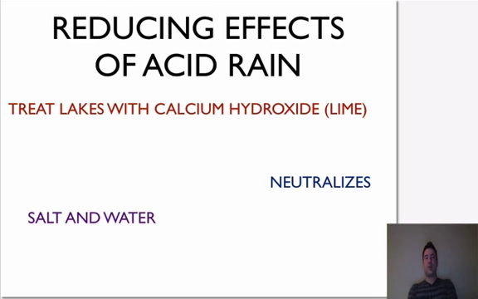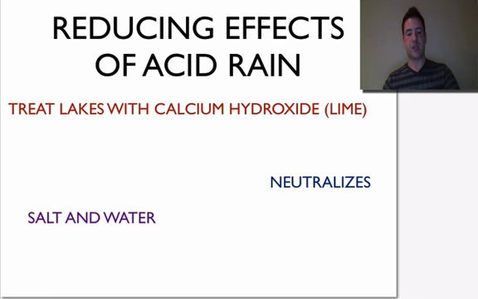And so, reducing the effects of acid rain. If we want to reduce them, one thing we can do is treat lakes with lime, also known as calcium hydroxide. And if we treat those lakes with this lime, it's going to cause a neutralization reaction.